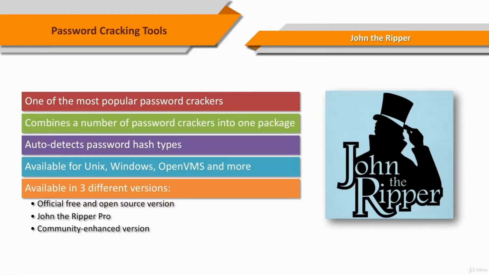John the Ripper is a fast password cracker currently available for many flavors of Unix, Windows, DOS, and OpenVMS. Initially developed for the Unix operating system, it now runs on 15 different platforms. It's one of the most popular password testing and breaking programs, as it combines a number of password crackers into one package, auto-detects password hash types, and includes a customizable cracker. John the Ripper is free and open-source software distributed primarily in source code form.